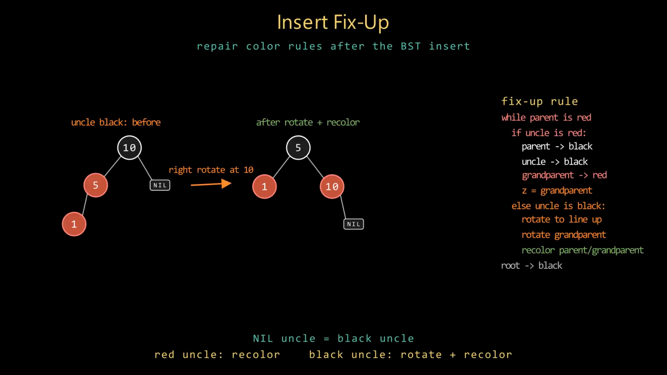One final detail, the uncle can be a nil leaf. Since NIL leaves are black, that is handled by the black uncle case.